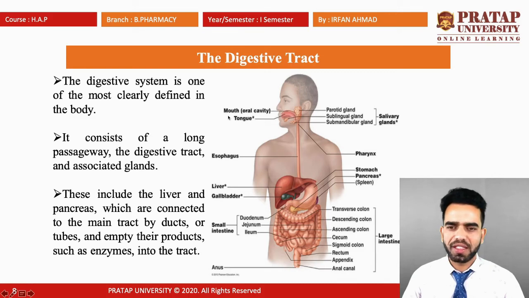So currently we are studying about the mouth or oral cavity. Parotid glands and all accessory glands, these are salivary glands. The accessory glands are salivary glands, pancreas and liver. These three secrete their secretions which help in the chemical digestion of the food. So this is the digestive system which we have to study in detail.